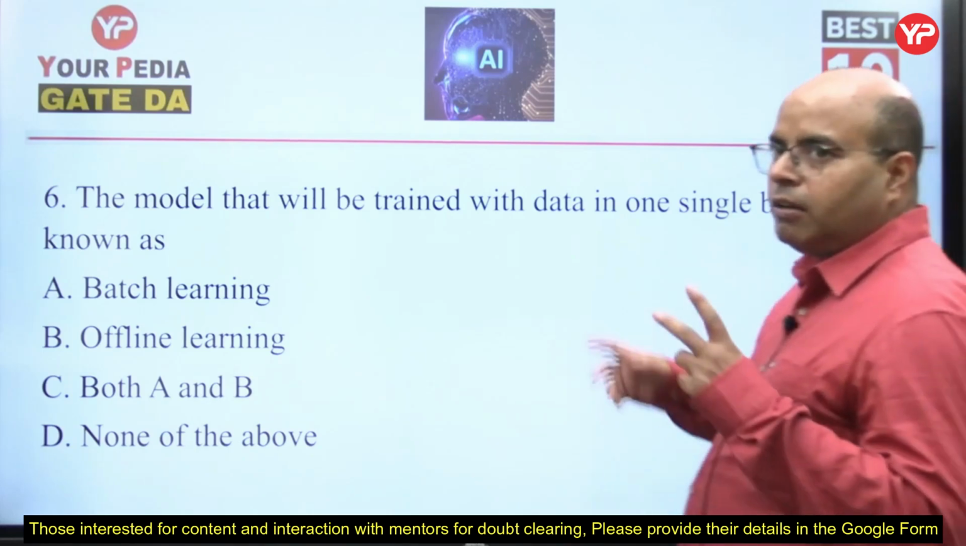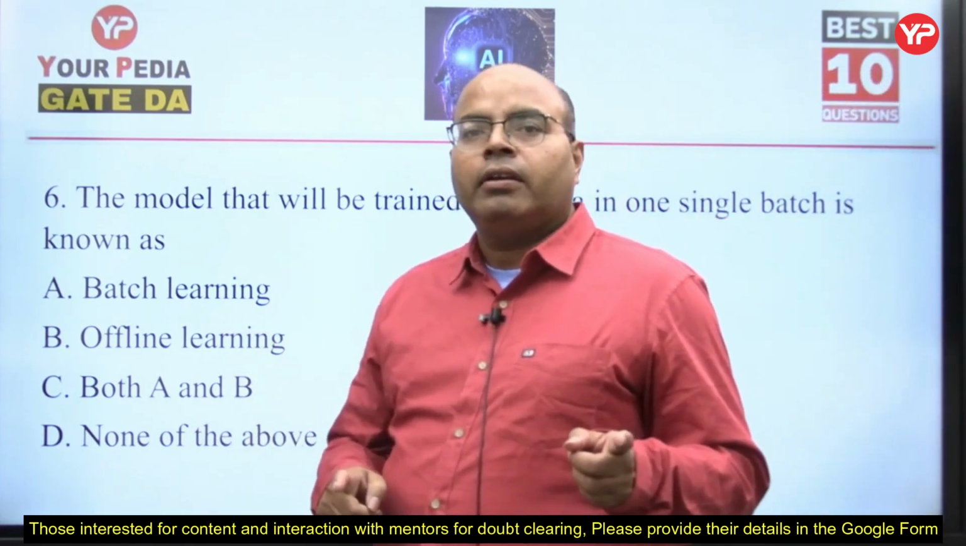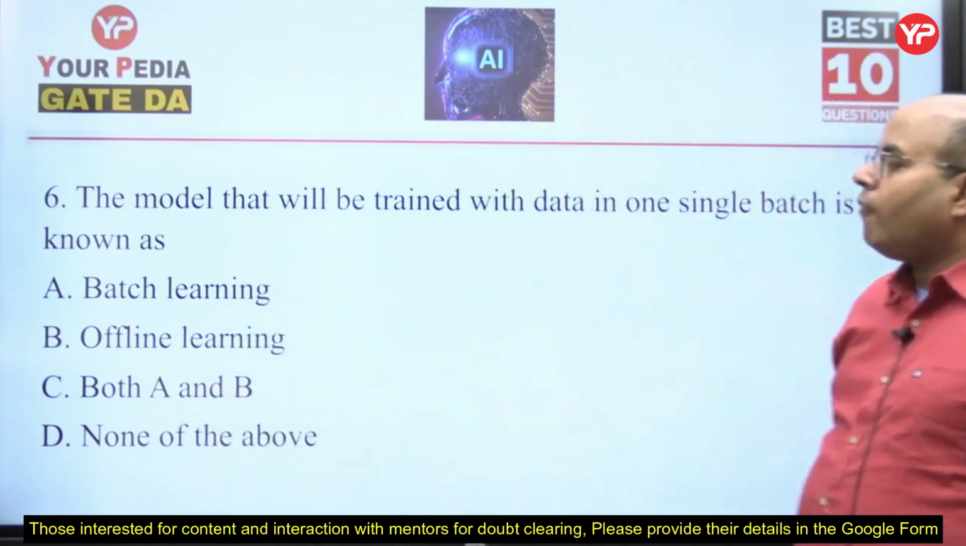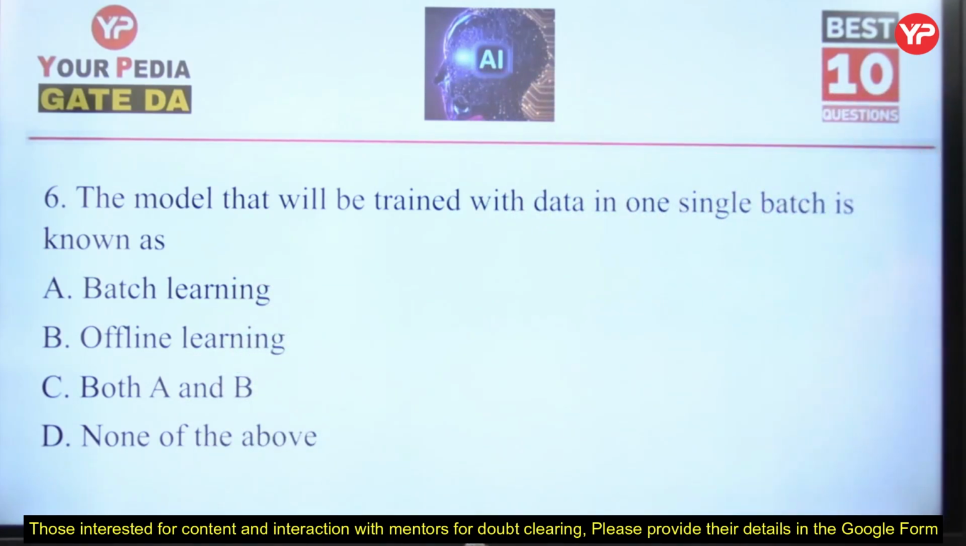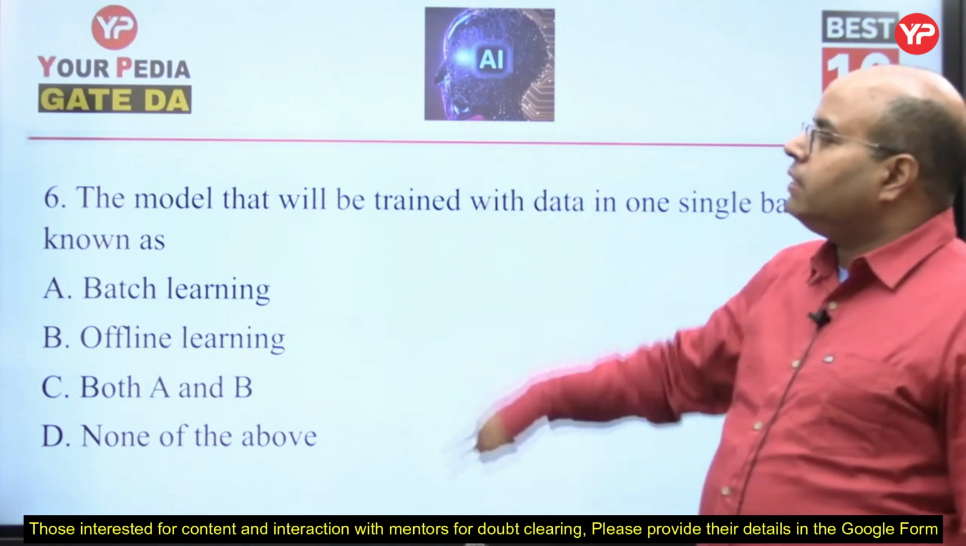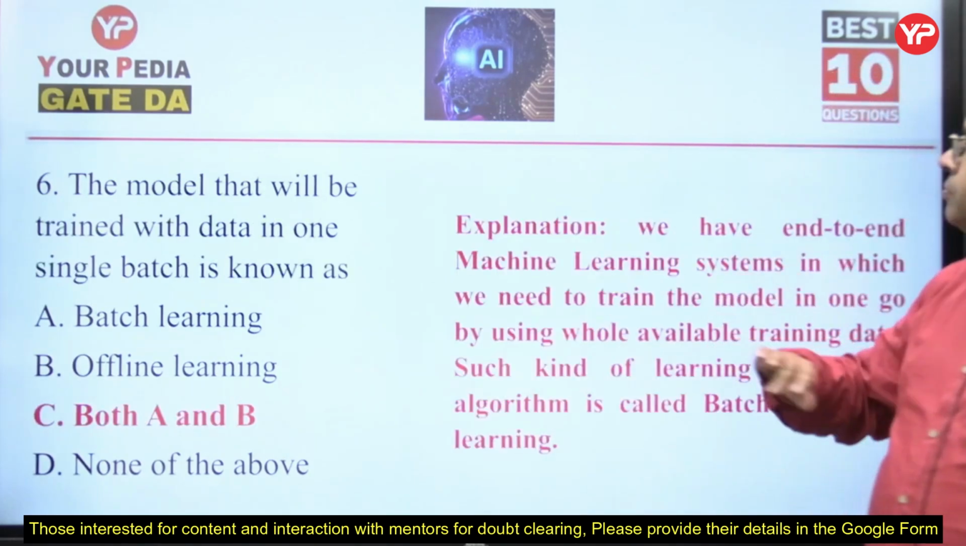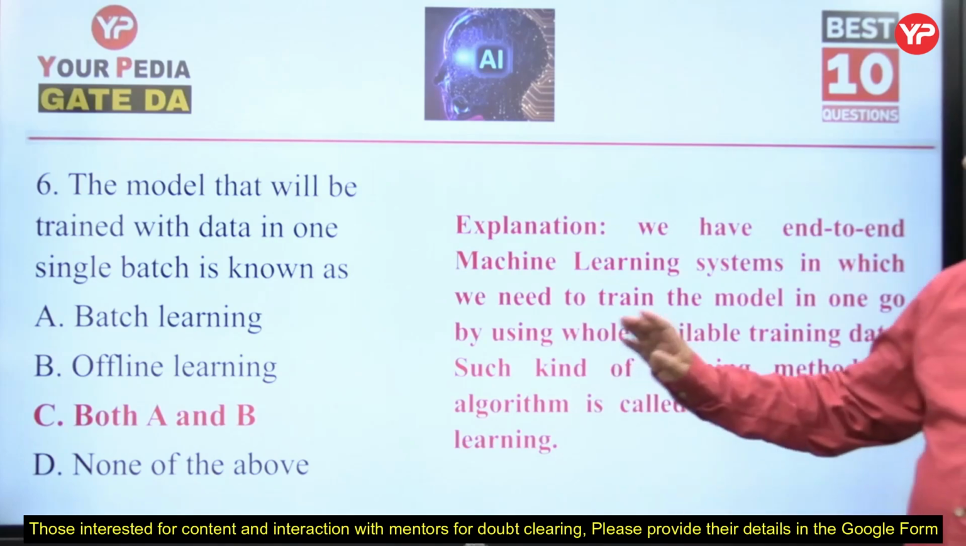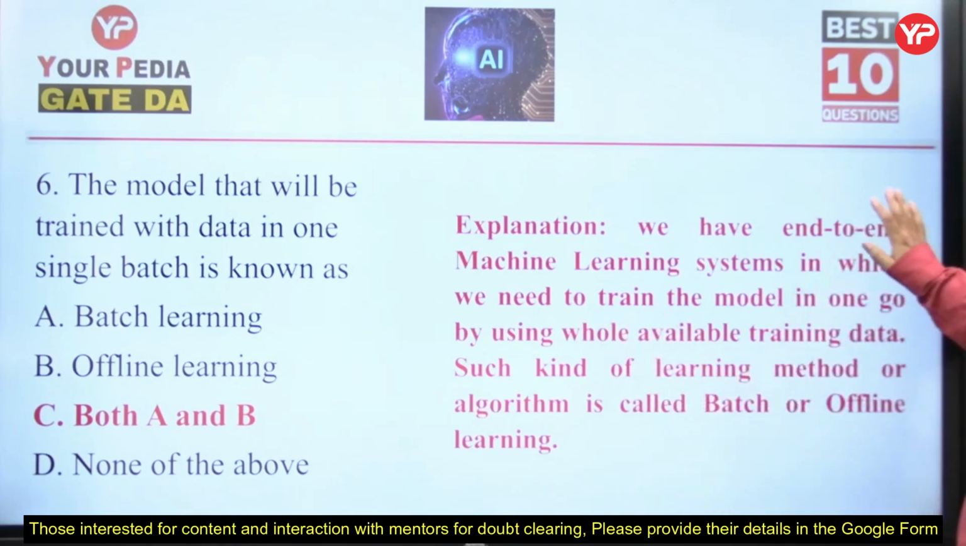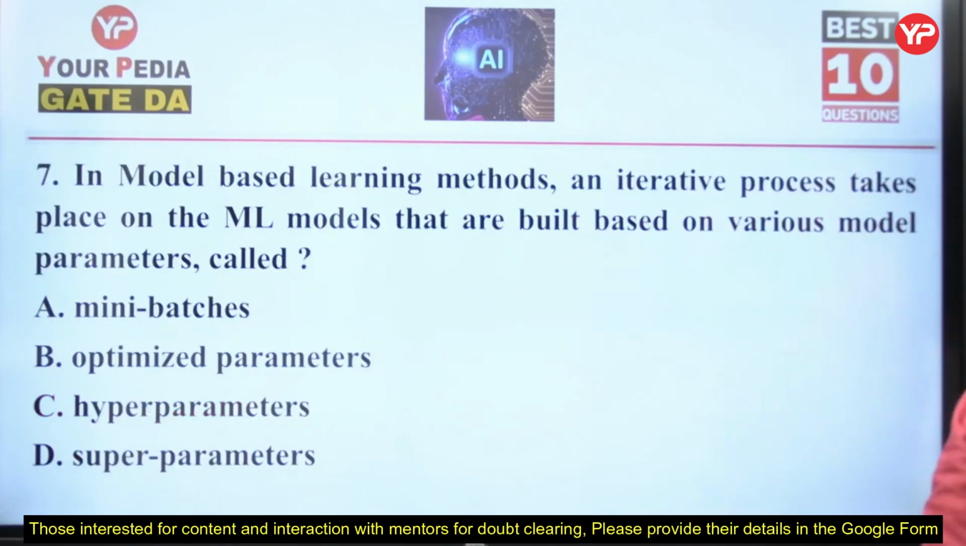There are two types of learning, batch learning and online learning. Now, batch learning is also called offline learning. So, C is the correct answer, both A and B. If you immediately take A, then it becomes wrong. So, C is the answer, both A and B, because batch learning is also called offline learning.